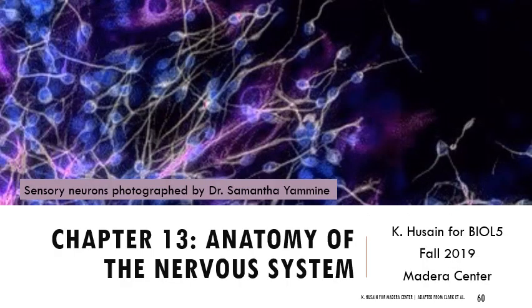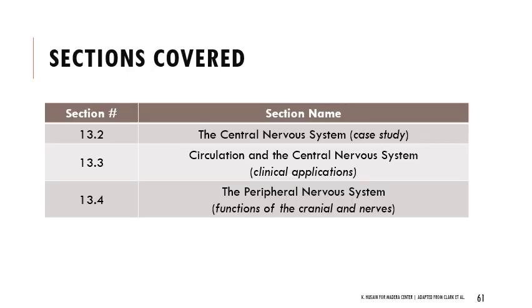Okay, so I know that was a lot of information. For chapter 13, I'm just going to briefly talk about a few case studies. Thinking first about a case study of the central nervous system, some clinical applications of different parts of circulation in the central nervous system, and then briefly introduce cranial nerves with the peripheral nervous system.